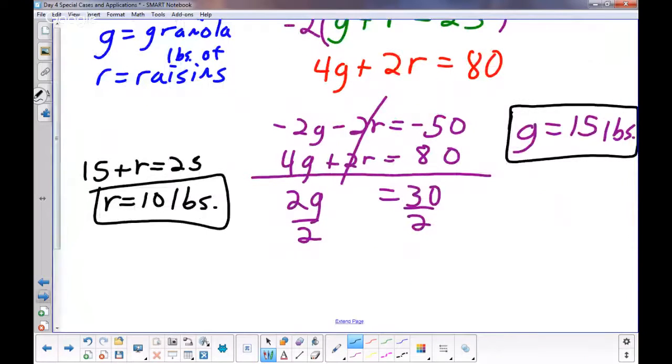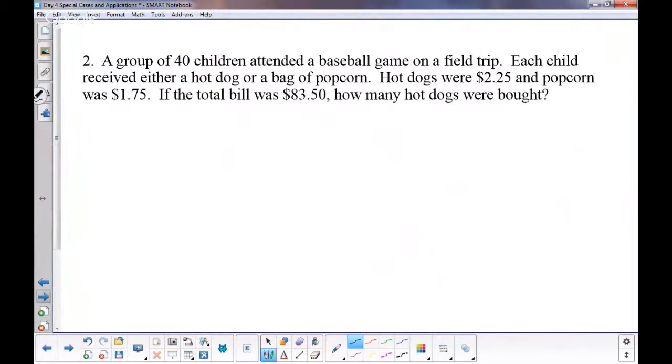All right, let's try another one here. A group of 40 children attended a baseball game on a field trip. Each child received either a hot dog or a bag of popcorn. Hot dogs were $2.25 and popcorn was $1.75. If the total bill was $83.50, how many hot dogs were bought? So we're looking for the amount of hot dogs.